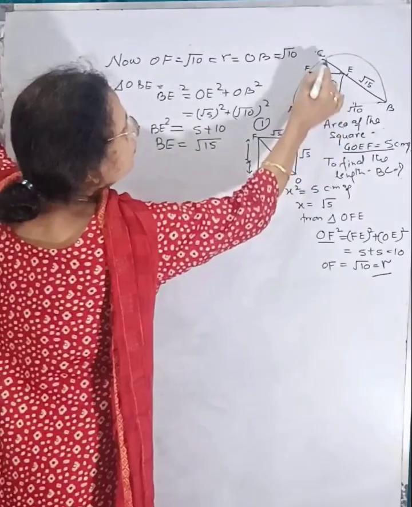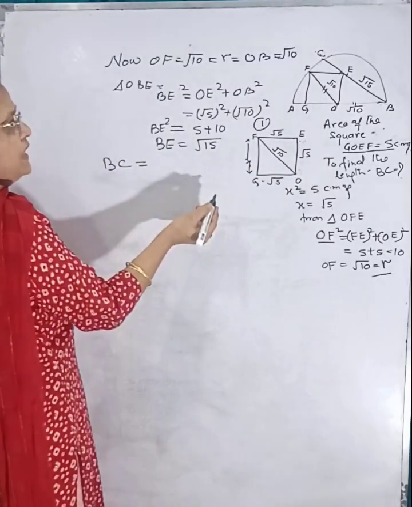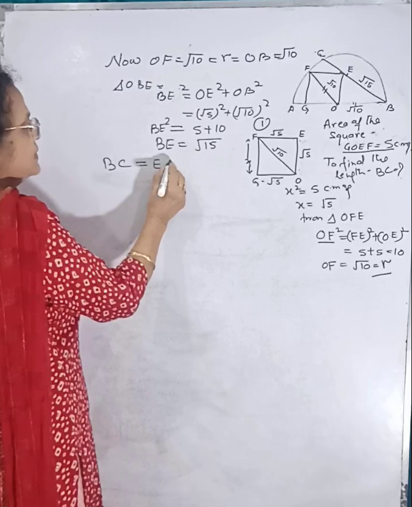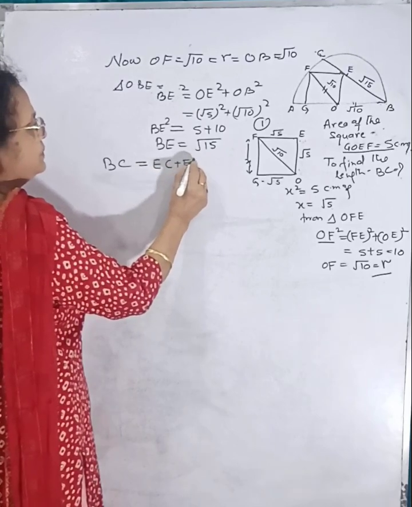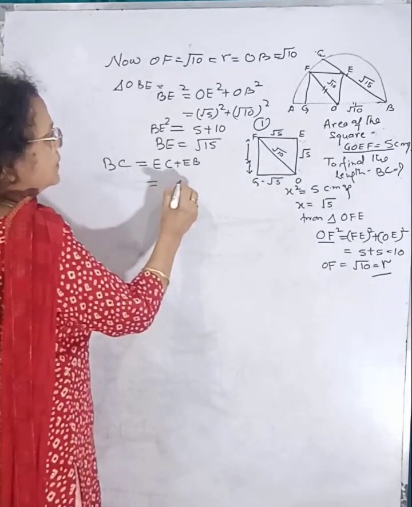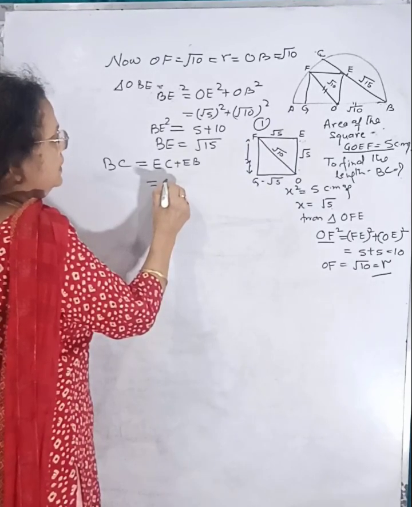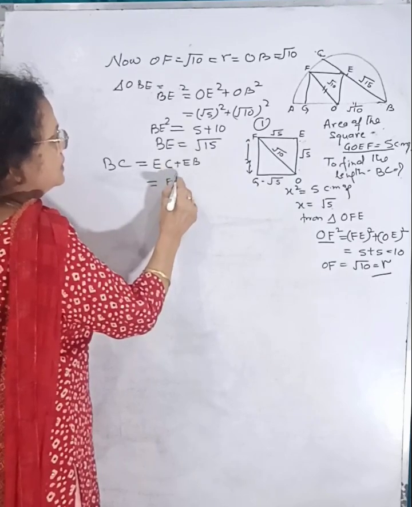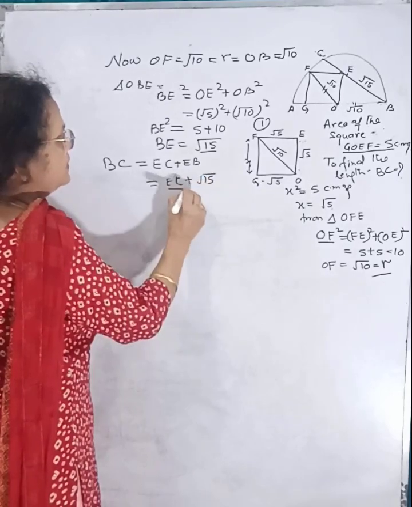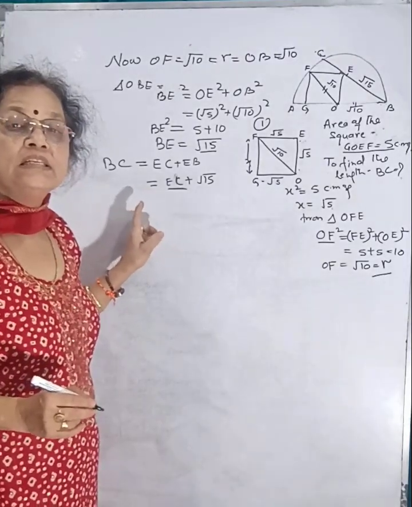Now in order to obtain the total length, BC is to be determined. BC is what we have to find. This can be written as EC plus EB, where EC is not known to us, plus EB, which is BE, the same root of 15. Now the question is only to find the value of CE or EC.